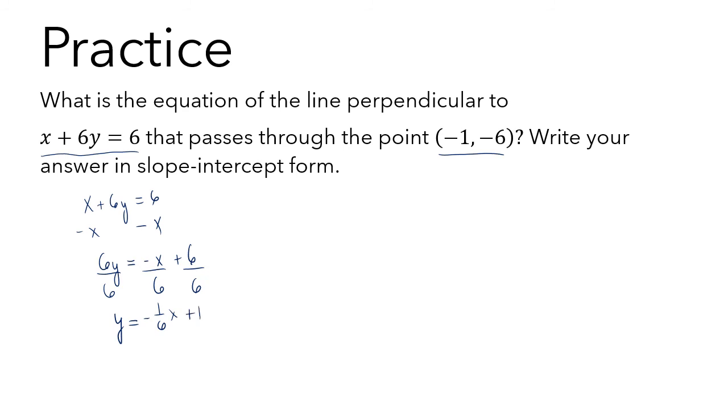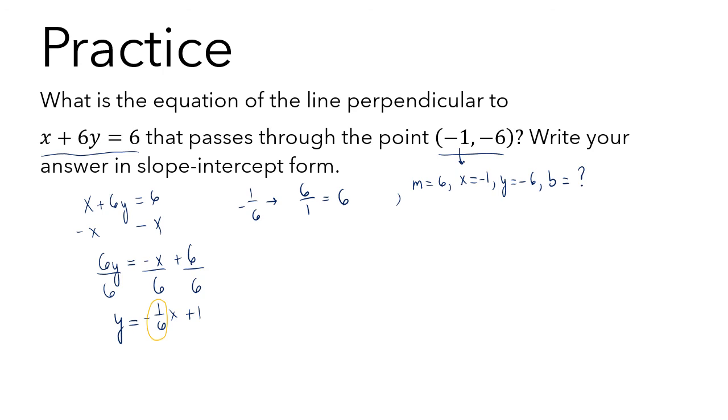Okay, so our slope here is going to be this number, negative 1/6. What is the slope perpendicular to that one? You have to flip it and change the sign. So in this case, that would be 6 over 1, or just positive 6. So we know that the slope of our new line is going to be m equals 6. I know the point is x equals negative 1 and y equals negative 6, and I need to solve for what is b.